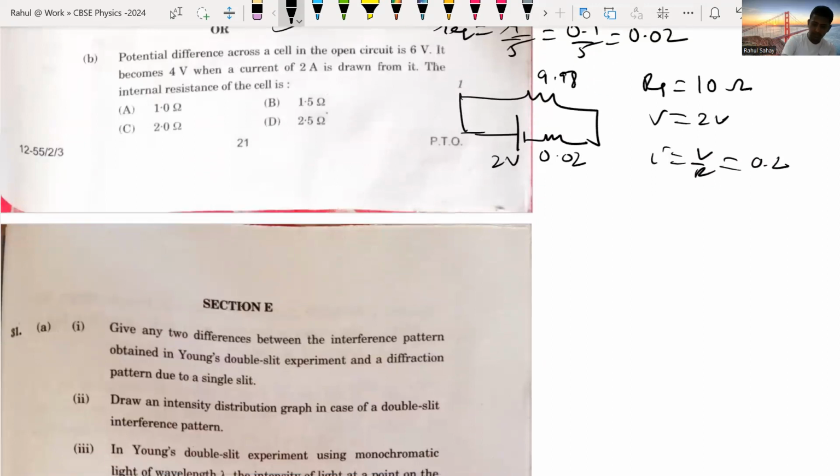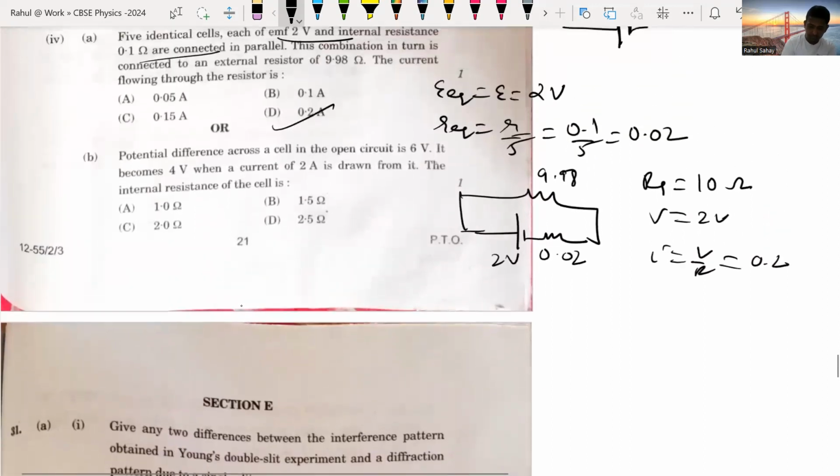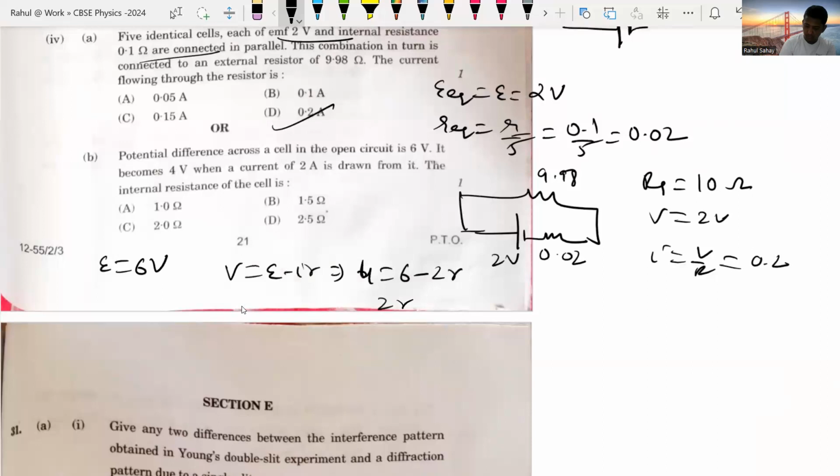So the potential across the cell in open circuit is 6 volt. E is given as 6 volt. V is, so V is equal to E minus IR. So 4 is equal to 6 minus 2R. So 2R is equal to 2, so R is equal to 1.